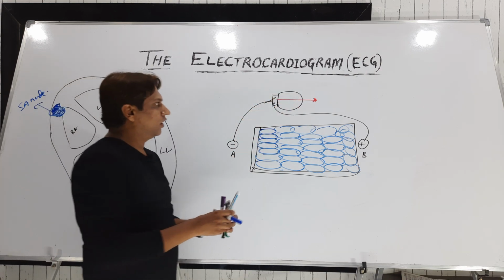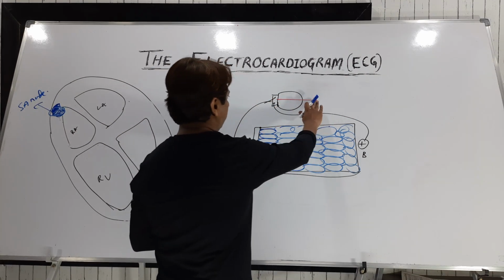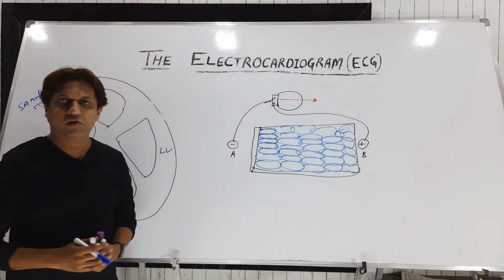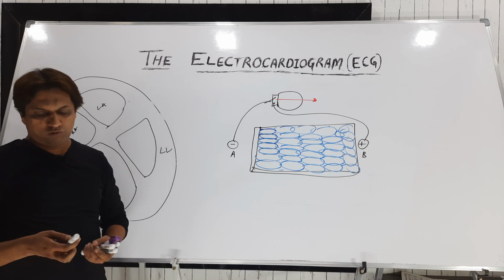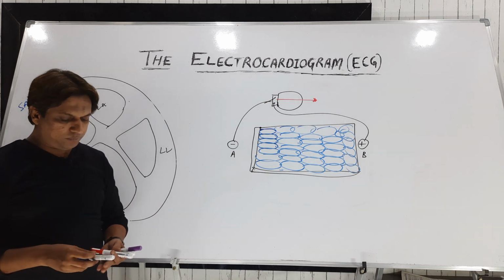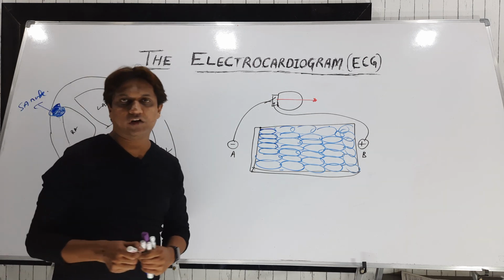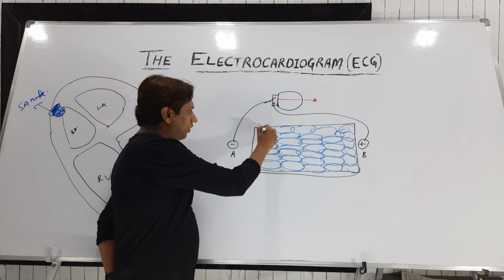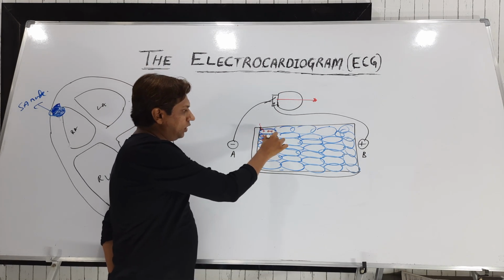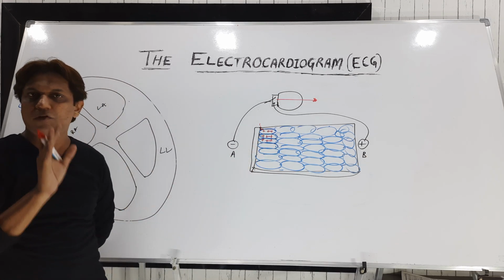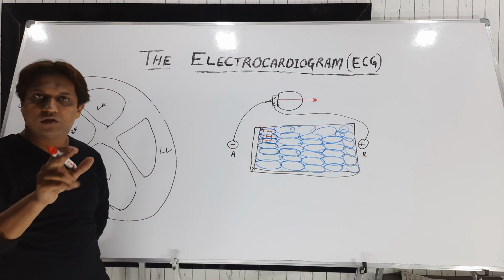You will get a very straight line, that is, there will be no deflection of the needle of the galvanometer. Now, when there is a depolarization, so what do you mean by depolarization? Depolarization means positive current, okay. So when you stimulate one cell here, the interior will become positive. Remember, just now we have discussed depolarization means positive current, repolarization means negative current.